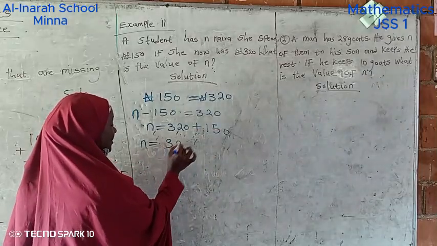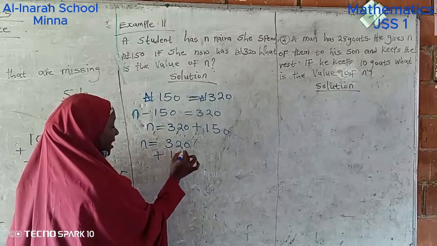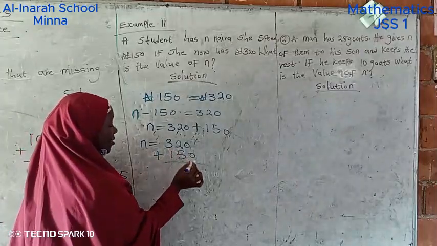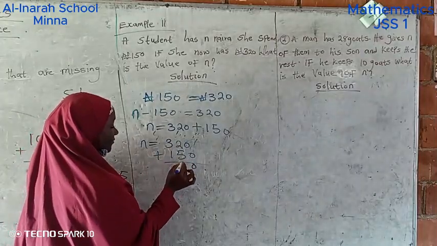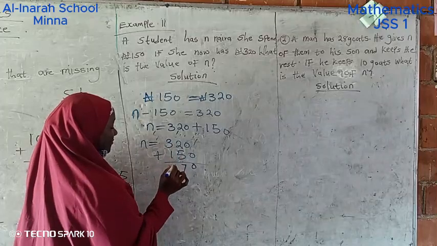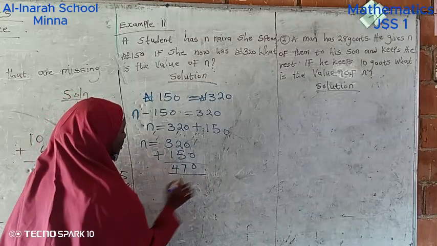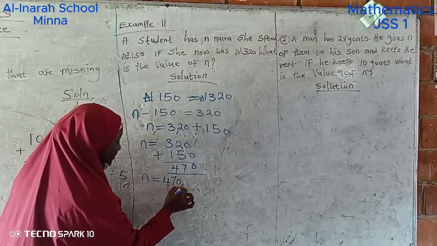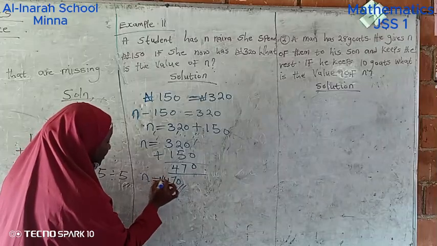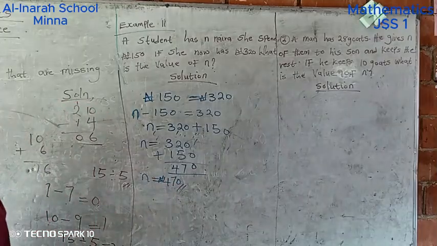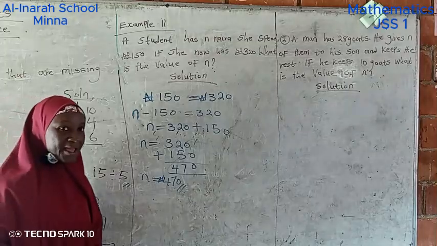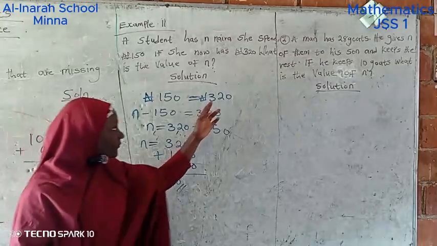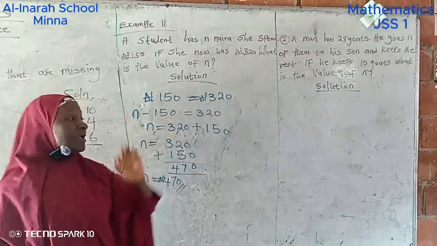We now have 320 plus 150. 0 plus 0 will give us 0. 2 plus 5 will give us 7. 3 plus 1 will give us 4. That shows that our n is equals to 470 naira. That is the total amount of money she is having. After spending 150, she now has the change of 320.